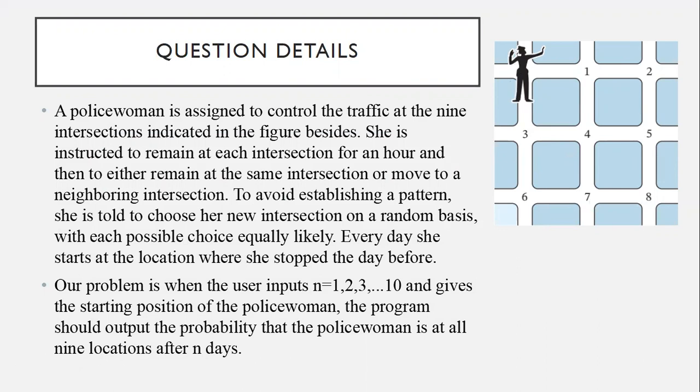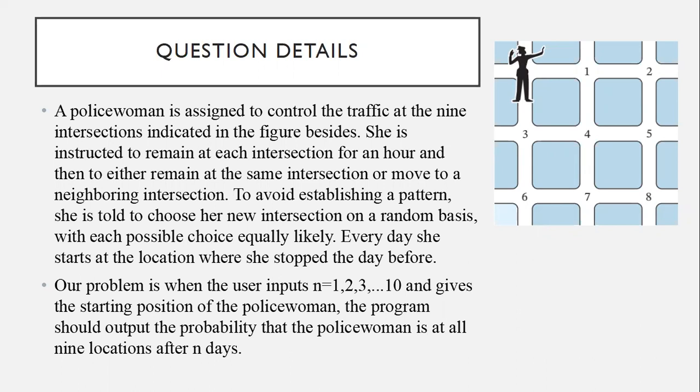The policewoman is instructed to remain at each intersection for an hour and then to either remain at the same intersection or move to a neighboring intersection. To avoid establishing a pattern, she is told to choose her new intersection on a random basis, with each possible choice equally likely. Every day, she starts at the location where she stopped the day before.